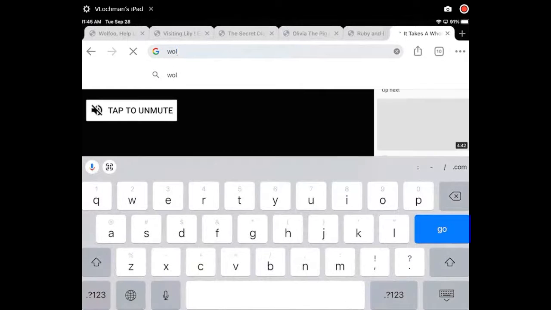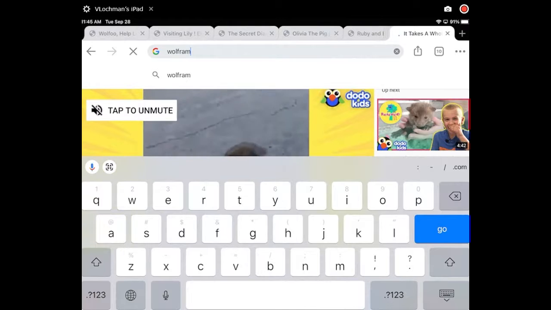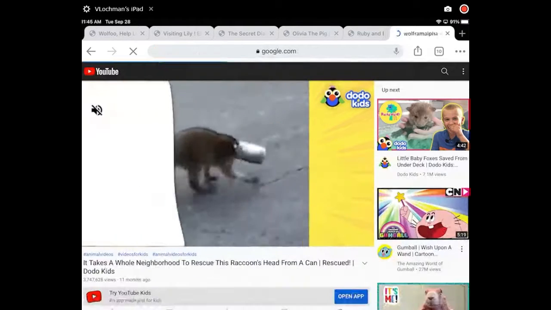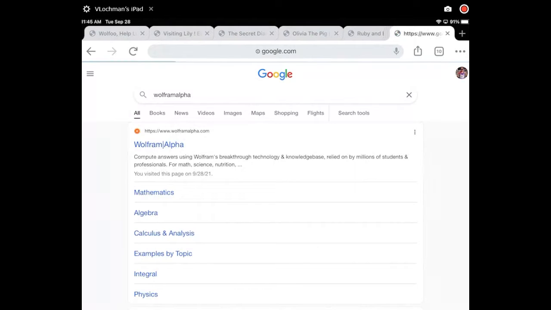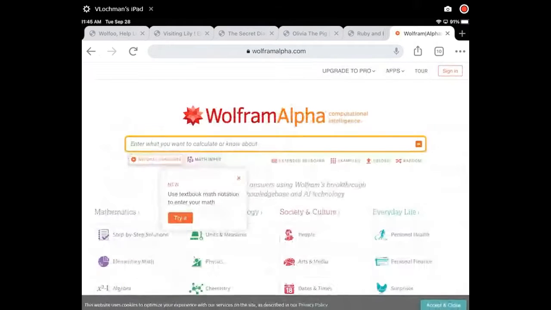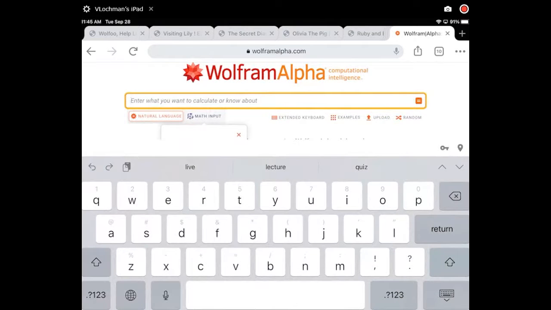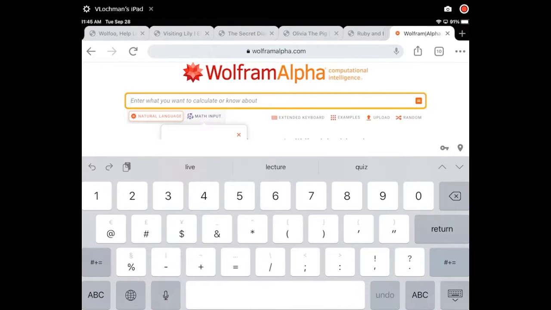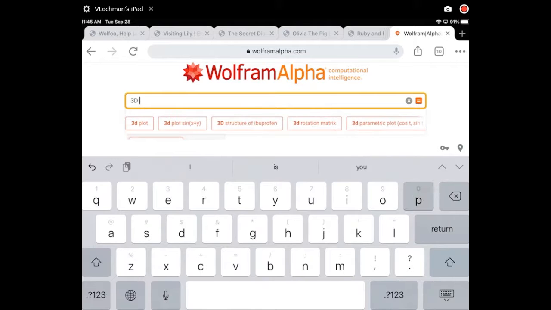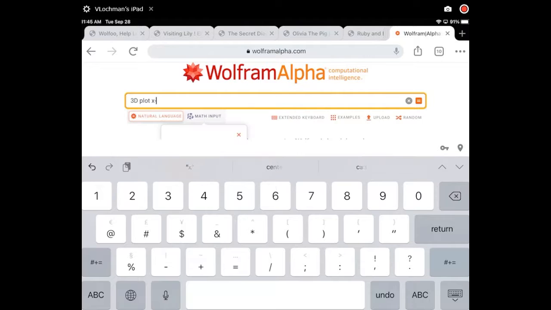Let's go ahead and do Wolfram Alpha. Let's go over here, and we're going to show you how we're going to plot the first one. Okay, so let's go to our first example. z equals x minus y squared. So that would be 3D plot, and I'm just going to type in my function. My function was x minus y squared. That's my very first function that we've discussed.